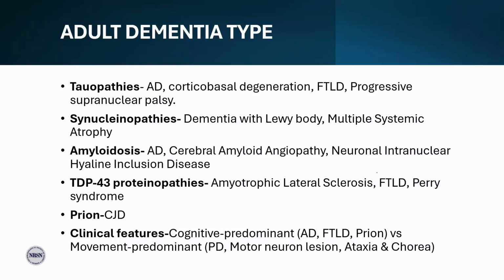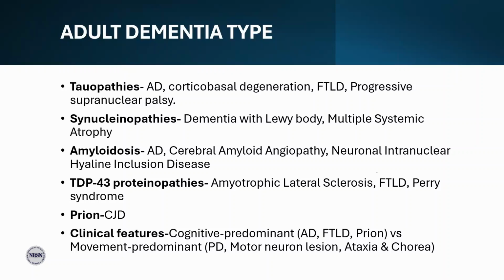Beta amyloidosis is a buildup in the brain of beta amyloid plaques, usually seen in Alzheimer's disease and cerebral amyloid angiopathy. Now, transactive DNA binding protein 43 proteinopathies. Examples are amyotrophic lateral sclerosis, frontotemporal degeneration or dementia. The prions, an example of which is Creutzfeldt-Jakob disease.